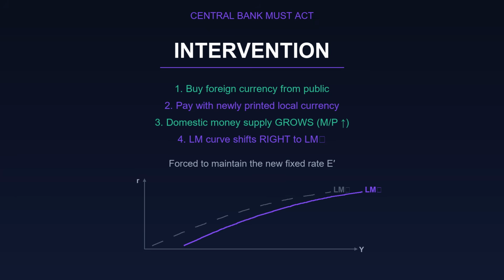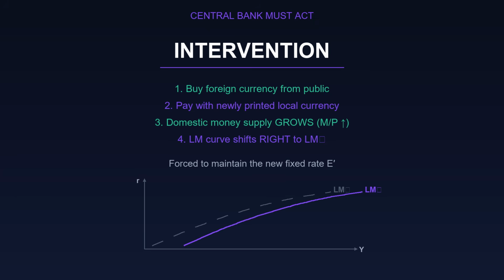So, with all this foreign cash flooding in, the central bank can't just sit back and watch. Because they're operating in a fixed exchange rate regime, their hands are basically tied. They are mathematically forced to act to maintain that new E prime rate they just set. To prevent the local currency from fluctuating, they literally have to absorb all that excess foreign cash.